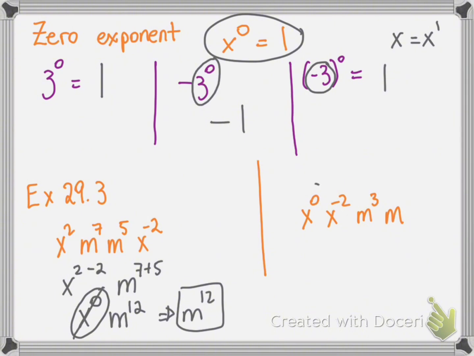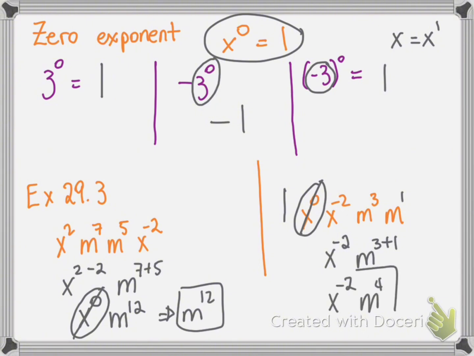Same thing here. We see the x to the 0 power. We don't need that. That's a 1. And 1 times anything is that same thing. So that's not going to affect it at all. Now, if we were adding, that's a different thing. But this is multiplying. And then we have 3 plus 1, which is 4. And that's our answer: x to the negative 2, m to the 4.